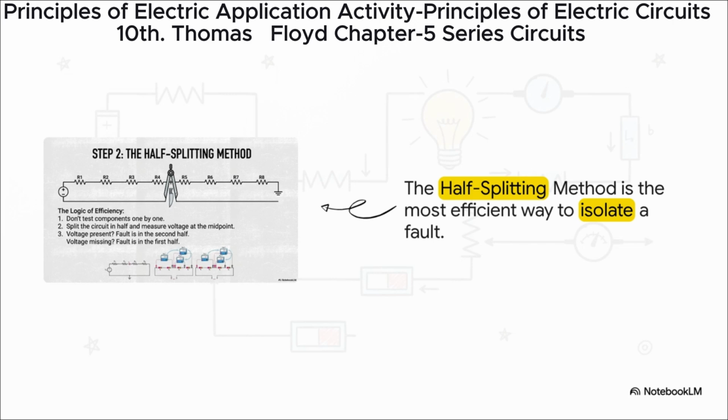Okay, so you've done your visual, you've got a hypothesis, and now it's time to measure. But please, don't just start randomly poking around. Be strategic. The absolute smartest and fastest way to find a fault is a technique called the half-splitting method. It's basically divide and conquer. You find the electrical midpoint of your circuit and take one single measurement there. That reading will instantly tell you whether your problem is in the first half of the circuit or the second half. Just like that, you've eliminated half of your suspects.